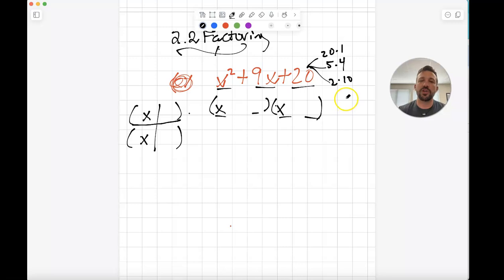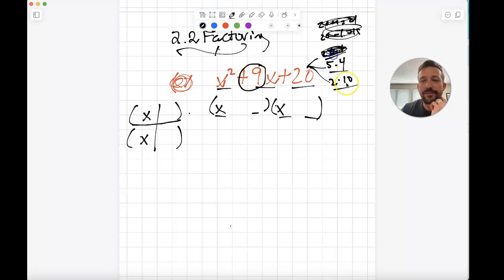Okay, and then what you're going to do is you're going to look at these numbers and say, okay, well, which one of them can add or subtract to make this number right here a positive 9? And sometimes there might be more than one answer, okay? In this way, I hope that you see, okay, well, I can't add or subtract 20. Like, I can't do 20 minus 1. That's 19. I can't do 20 plus 1. That's 21. I can't make 9 in any way with a 20 and a 1.